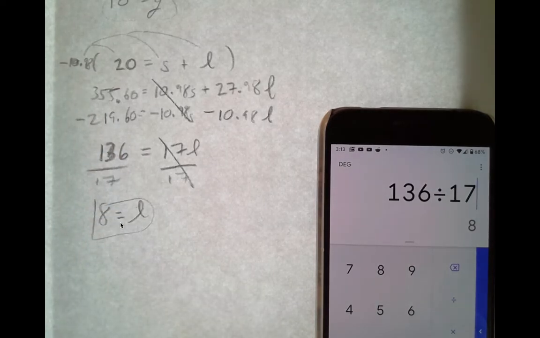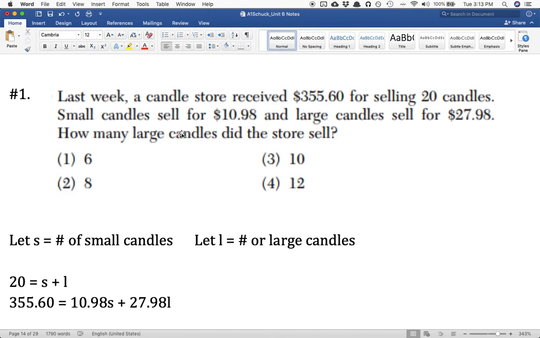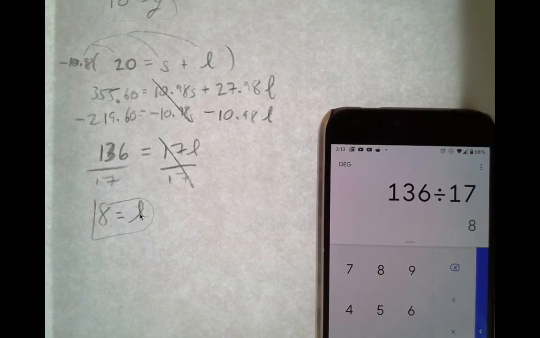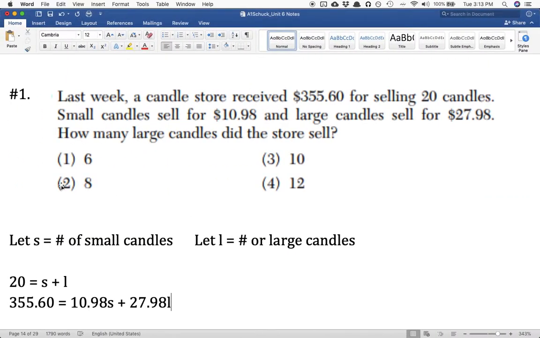Now, normally we're not done, but I believe this question was asking how many large candles did the store sell, and we just found that L is 8, so we are actually done at this point. We can go for answer choice 2.